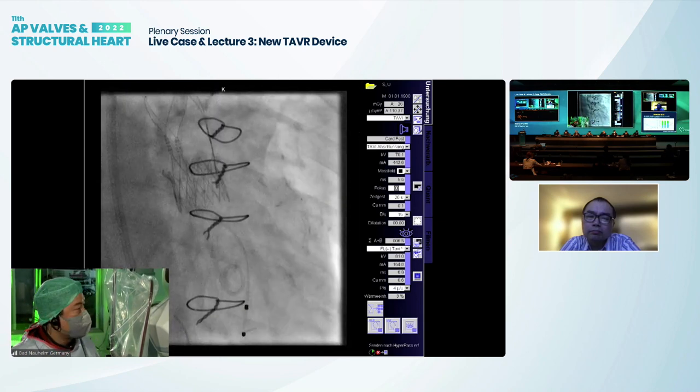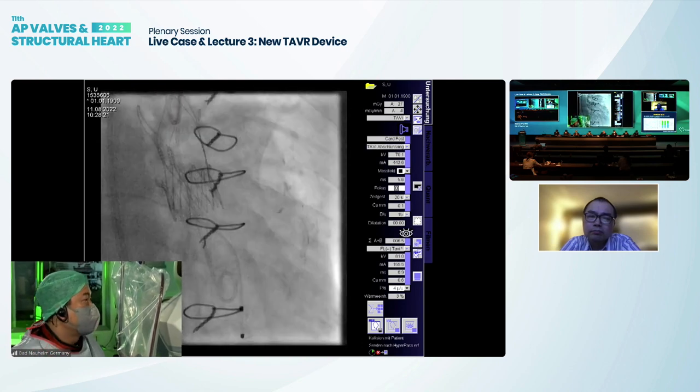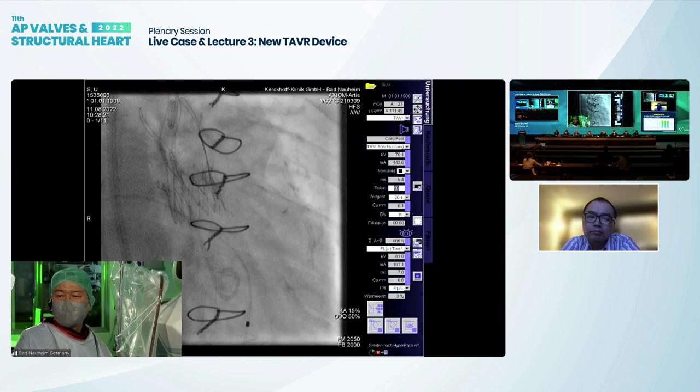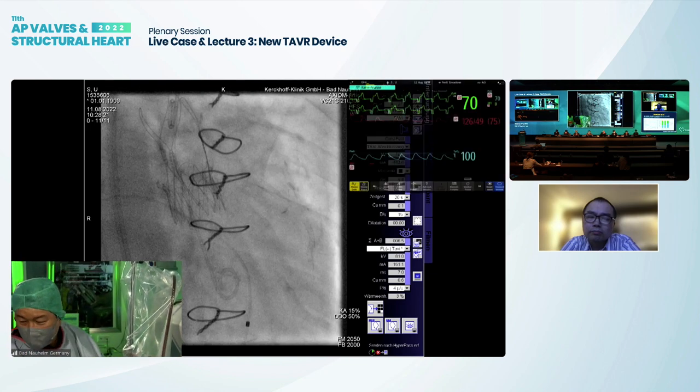So now we will do final angiogram. Okay, we use 20 cc of contrast agent with a flow of 20 seconds. Do we have 15 images? Okay.